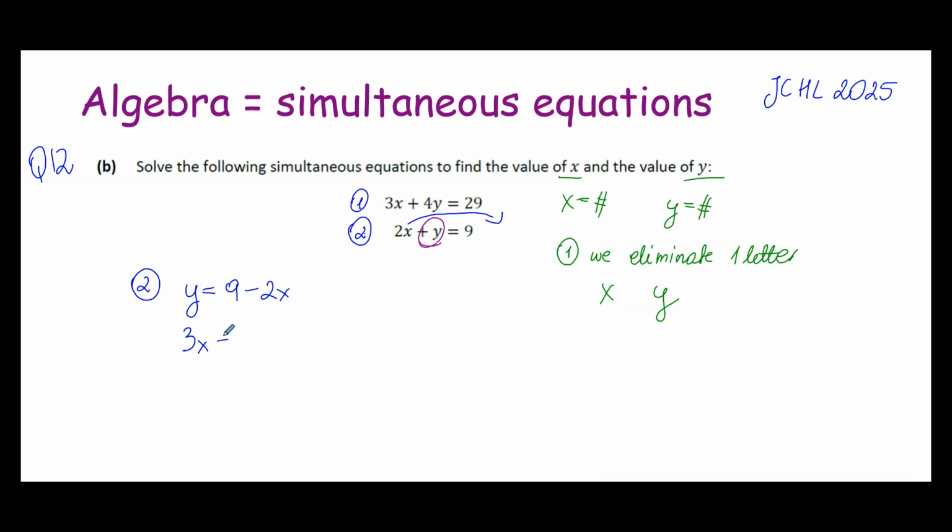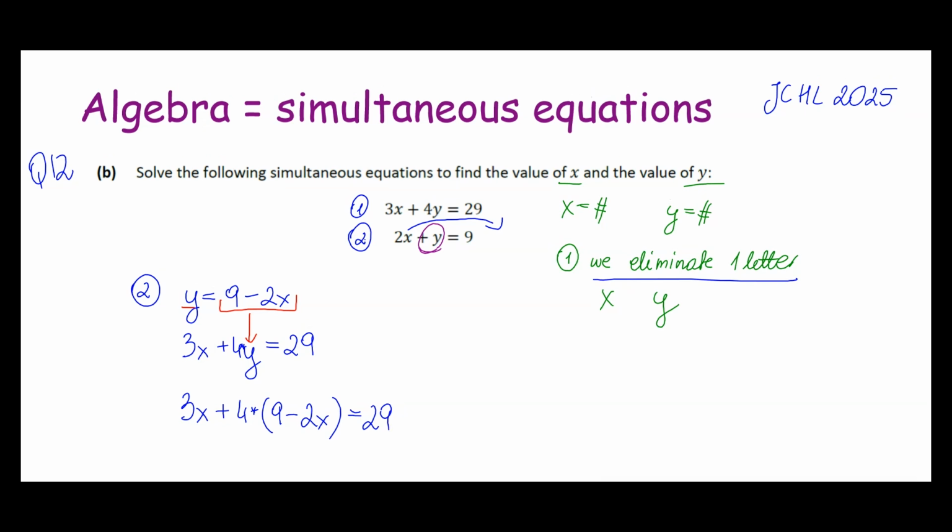Now, how does that help me to solve my equation? Remember, we're trying to eliminate one of the letters. So look at that. This is y, and this is y as well. Therefore, I can take this and replace this y here, and that way I will have an equation that doesn't have y. Okay, let's do that. So we have 3x plus 4, multiplied by y, and we are saying that y can be written as 9 minus 2x, and equal 29. And look at that. That way I have one equation, one letter.